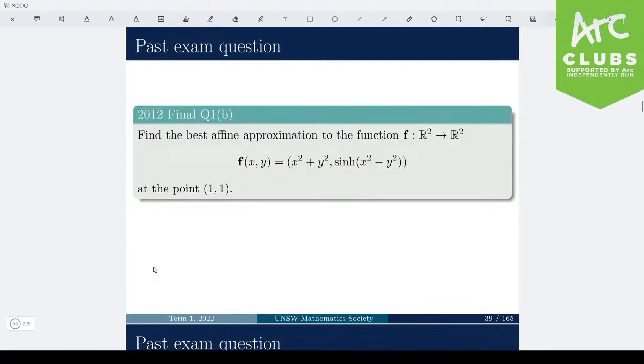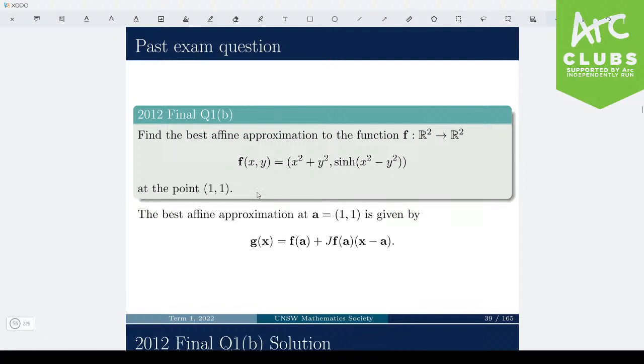I'll go through one question in this topic, then I'll pass it back to Jerry. Find the best affine approximation to the function f, defined by first component being x squared plus y squared, second component being hyperbolic sine of x squared minus y squared, at the point (1, 1). This is just jotting down what we said before.